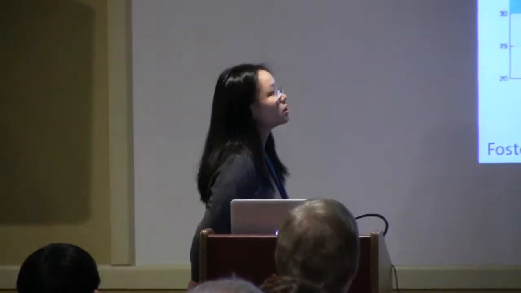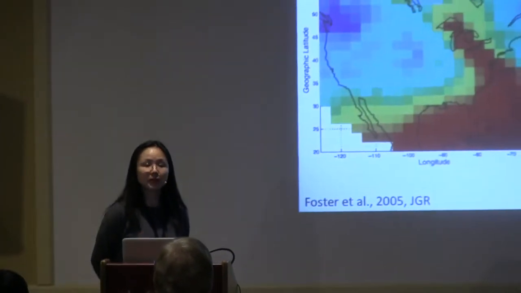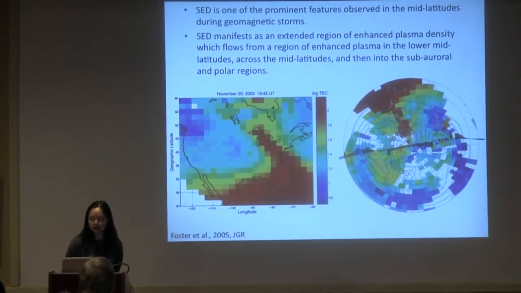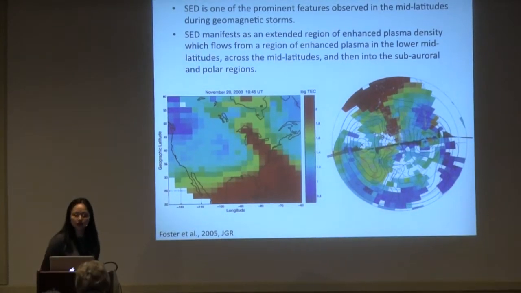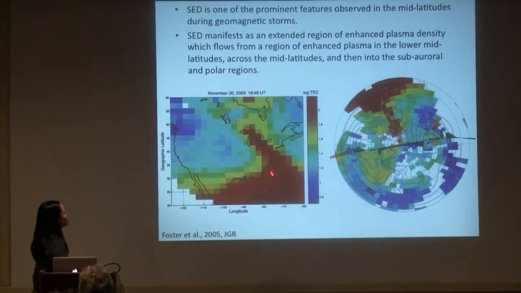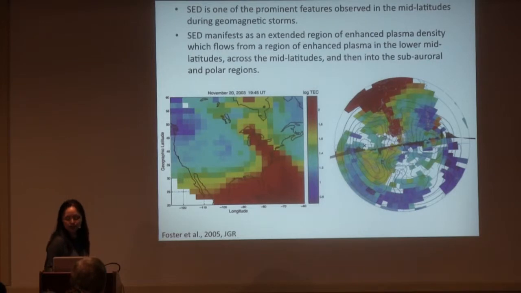As John gave a great talk on Monday, the storm enhanced density, or SED, is really one of the prominent features observed in the mid-latitude or sub-auroral region during geomagnetic storms. Like this two-dimensional GPS TEC distribution. Here is the GPS TEC density enhancement, or SED, and the SED plumes extending to higher latitude. Occasionally, they can cross the open-closed field line boundary and get into the polar cap and start to supply the high-density dayside plasma to the polar cap and the nightside aurora zone.